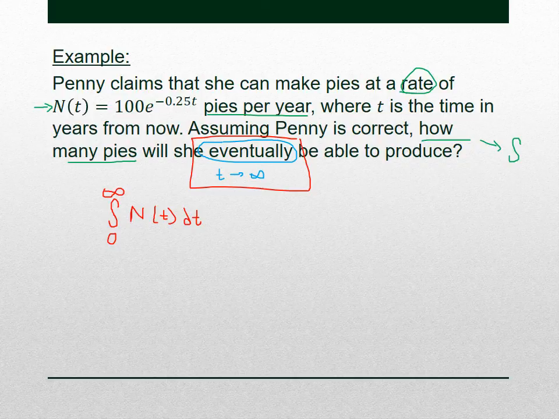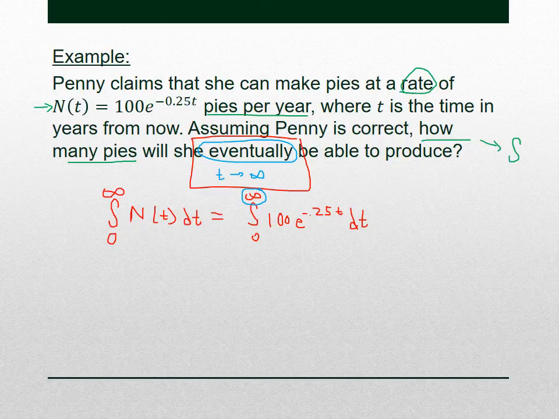So to get the number of pies, we need a definite integral. Because it says eventually, we're going to start here right now and go all the way out to infinity. So we want the definite integral from 0 to infinity of n of t. And that will give us the number of pies that she will eventually be able to produce. So now let's work through that. Well, this is the integral from 0 to infinity, and then we'll plug in n of t, so that's 100 e to the minus 0.25 t dt.